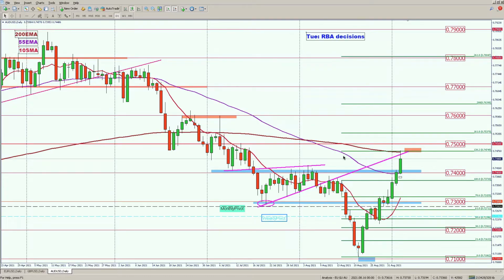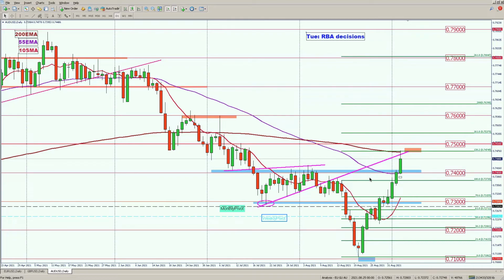Okay, this week is a critical one for the first central bank to announce their decisions, and the RBA will announce that on Tuesday. And they will also need to decide on the tapering. They were planning for September to start the tapering, but with the recent lockdowns, they may decide to delay that. So we'll see what happens with this decision.